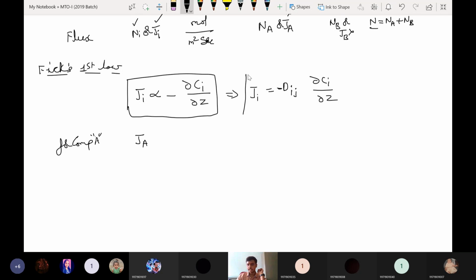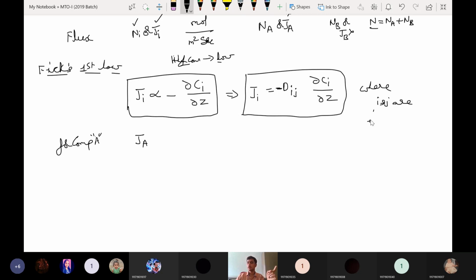Try to understand this formula first. According to Fick's first law of diffusion, flux is directly proportional to the concentration gradient. Mass transfer takes place from high concentration to low concentration, and we compensate for this fact with the minus sign. The minus sign will be there as such, and the proportionality constant will be diffusivity. So I and J are individual components.